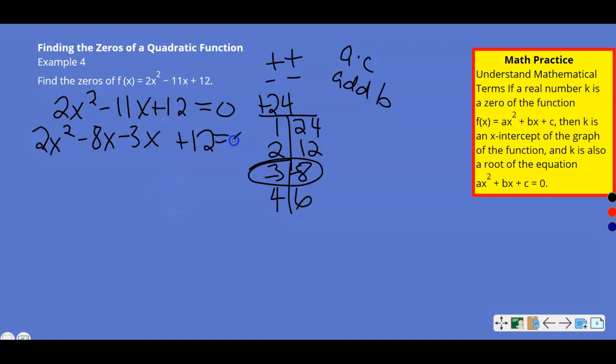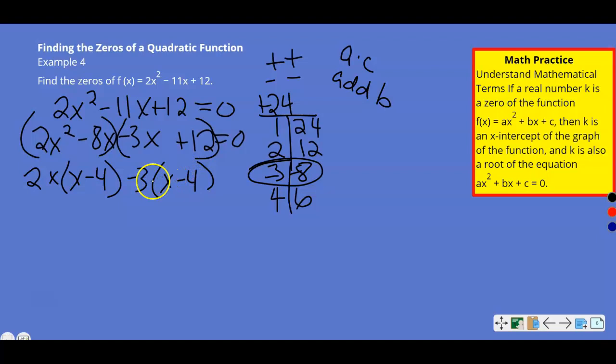But now I have 4 terms. When I have 4 terms, I can group these and pull out my GCF. So 2x squared minus 8x has a common factor of 2x. And I'm left with x minus 4. My next binomial, negative 3x plus 12, I can factor out a negative 3, and I'm left with x minus 4. All right, so negative 3 times x, negative 3x, negative 3 times negative 4 is plus 12. So again, all I'm doing is rewriting this expression as this.